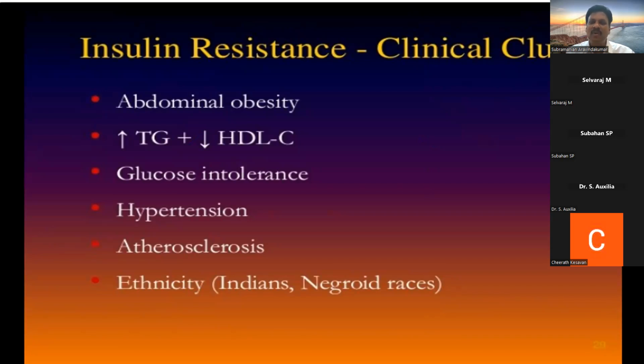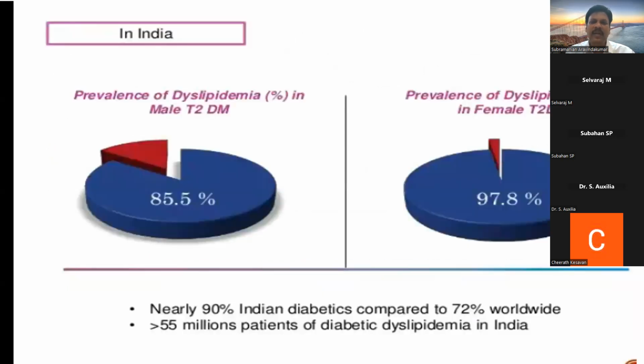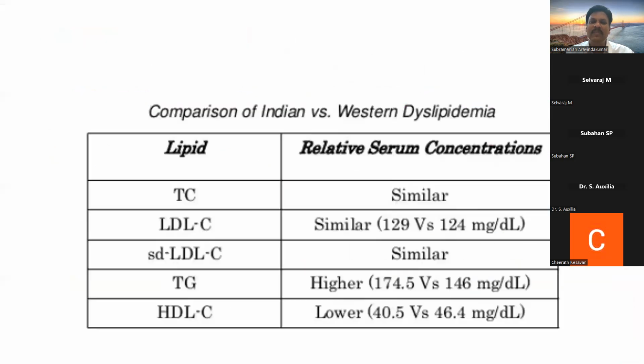Increased triglycerides and low HDL cholesterol, glucose intolerance, hypertension, vessel wall thickening and atherosclerosis, and Indians are predominantly more prone to it. So diabetic dyslipidemia is predominant in every part of the world. In Tamil Nadu, pre-diabetes is 10.4%. In India, the prevalence of dyslipidemia in male type 2 diabetics is 85%, very high. In females, almost 100% of the female diabetic population have dyslipidemia.